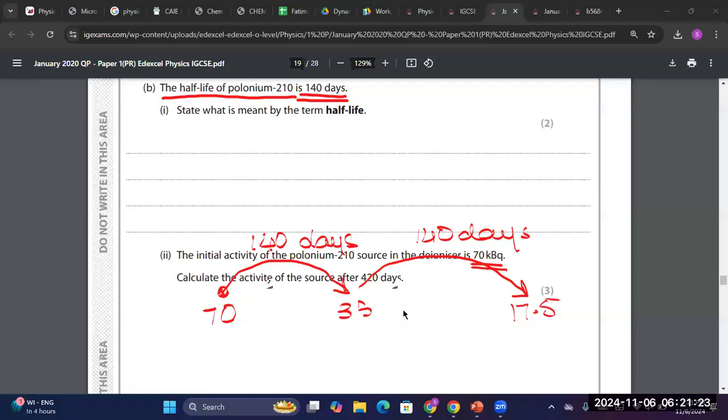So we have to continue. They said until 420 days. So we will continue until we reach 420 days. Now, 17.5 again divided by 2. What do we get?